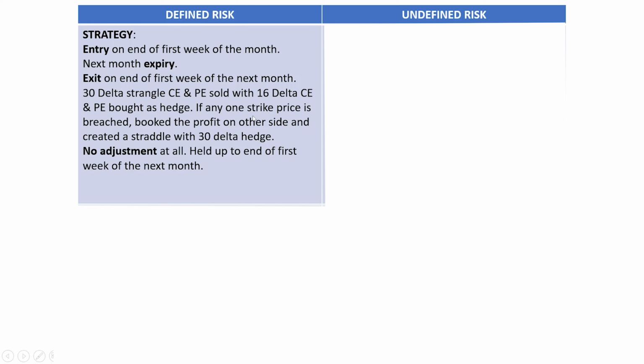So it's a strangle with a hedge. If any one of the strikes is breached, book the profit on the other side and create a straddle with the 30 delta hedge. I hope you get this point. These are the rules of the strategy. For this strategy I used no adjustment, held up to the first week of the next month, and opened the next trade with the next 4-month expiry, that is the third month considering now. With this strategy I backtested, and I will show you the backtesting results.